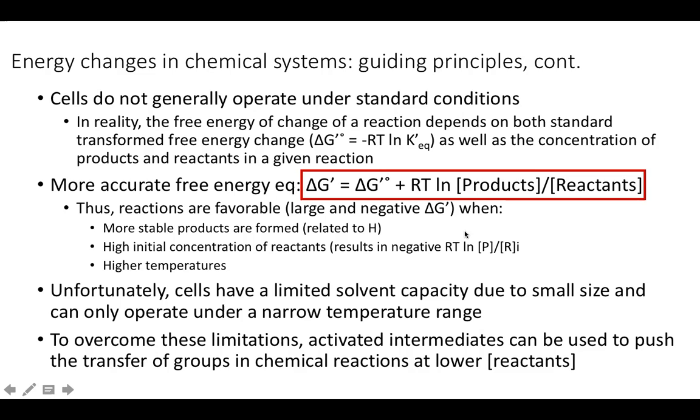Unfortunately, limitations to the reaction favorability exist in that cells have limited solvent capacity due to their small size and can only operate under a narrow temperature range. In order to overcome these limitations, activated intermediates can be used to push the transfer of groups in a chemical reaction at lower concentrations of reactants in order for reactions to proceed.